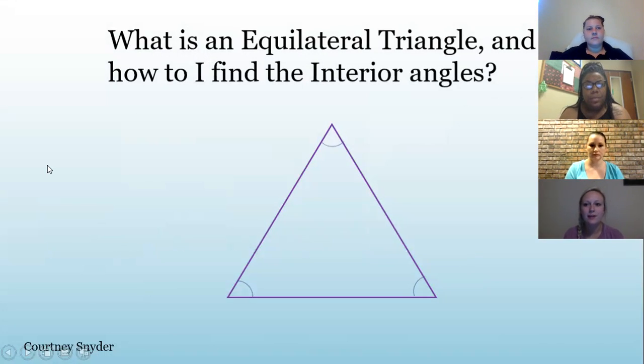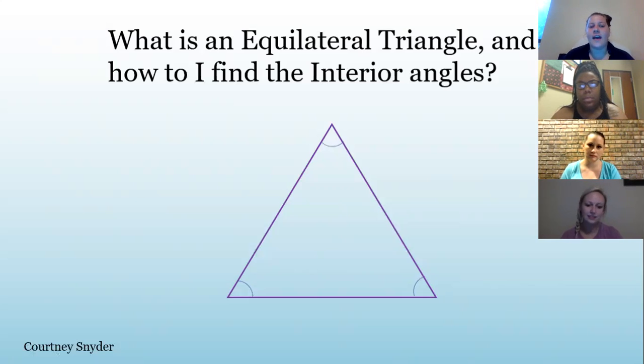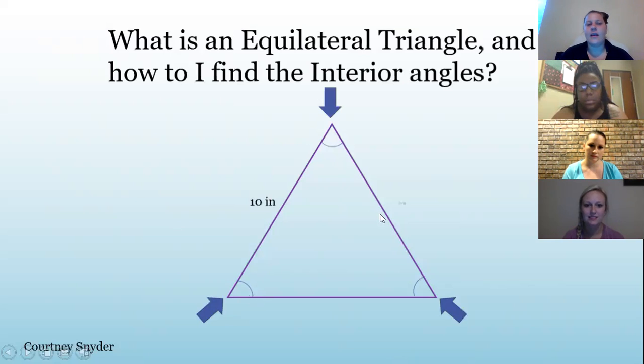Courtney, what is an equilateral triangle, and how do I find the interior angles? All right, an equilateral triangle pretty much explains itself. An equilateral triangle is a triangle that has all equal sides and all the angles are equal measurements as well. We want to figure out our interior angles, the measurements for these angles right here. Each side is equal, so these are each 10 inches long. But we don't need to know this for it to affect our interior angles. That just lets us know that it is an equilateral triangle.